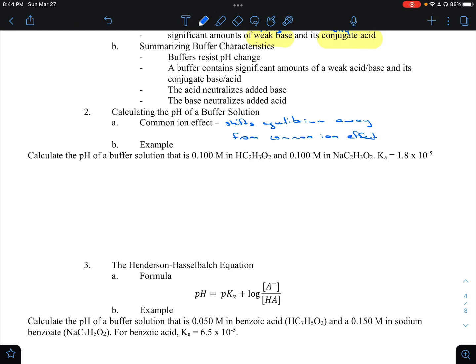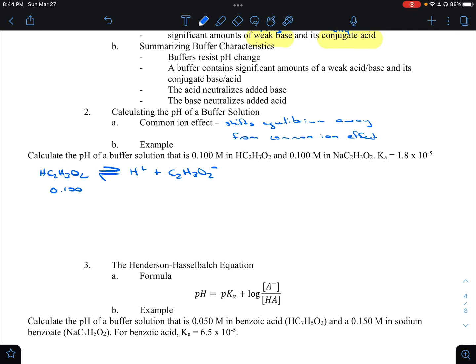All right, so this one says calculate the pH of a buffer solution that is 0.1 molar HC2H3O2, which is acetic acid, and 0.1 molar sodium acetate, and our Ka is 1.8 times 10 to the negative fifth. So let's just work it like any other equilibrium problem. We're going to write HC2H3O2, and it's going to break apart into H pluses and C2H3O2 minuses. And what we know here is that we have 0.1 molar of acetic acid.